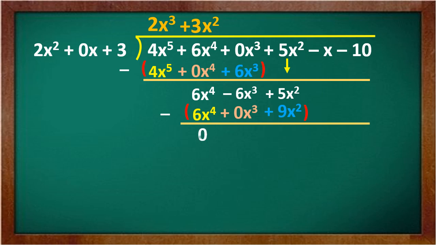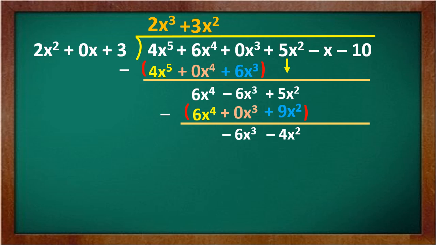So that is 0. So hindi na natin sinusulat yan. Remove na natin. And then negative 6x cubed minus 0x cubed, that is negative 6x cubed. And then 5x squared minus 9x squared. Of course, that is negative 4x squared.